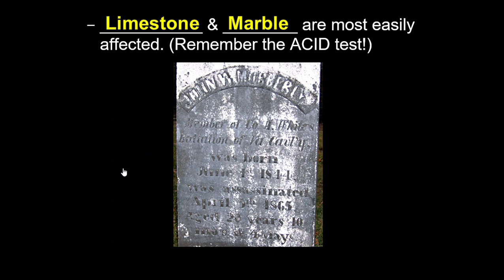So here are a whole bunch of chemically weathered gravestones. Some are going to be more severe than others based on the type of material. Older gravestones were made out of limestone and marble because they were less expensive. Newer ones tend to be made out of a much harder rock, granite, which is not as susceptible to the acid rain and chemical weathering.